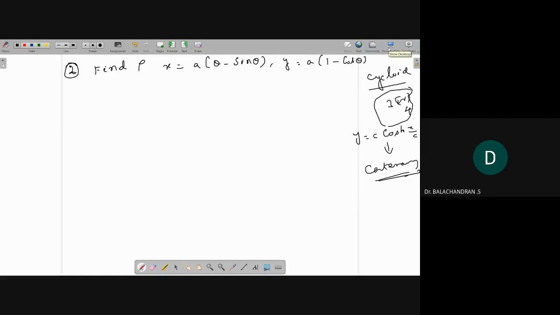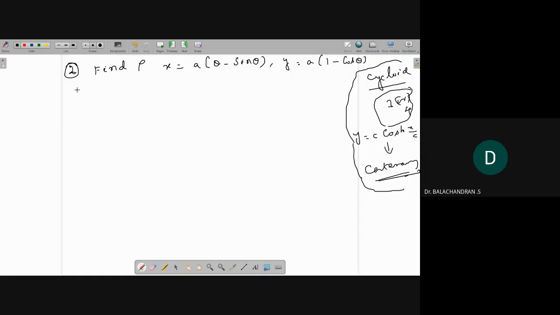Now the problem is: find rho for the cycloid at the general point. I think the x dot y dot formula can solve this problem, but I am going to solve the same problem by using the direct formula. Direct formula means Cartesian coordinates, that is rho equal to (1 plus (dy by dx) whole square) whole power 3 by 2 divided by y dash.